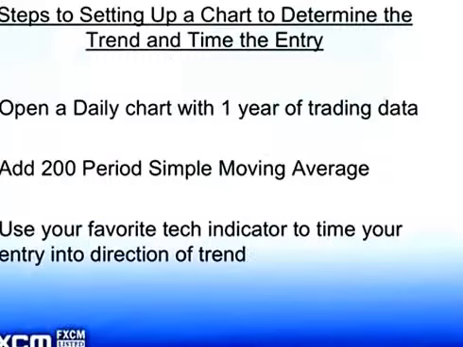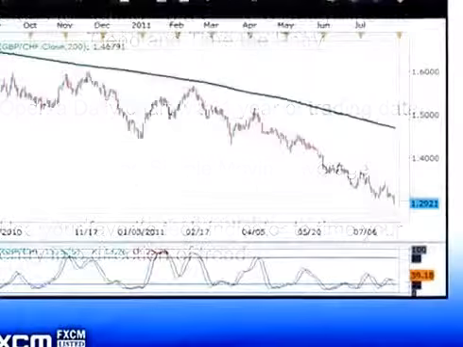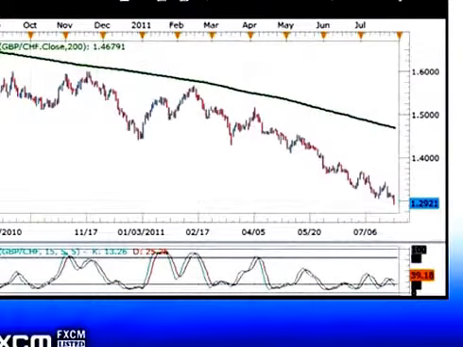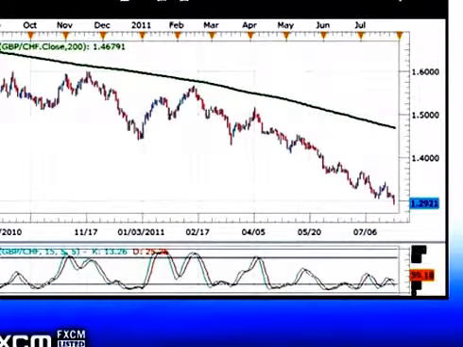And then we add a 200-period simple moving average to the chart. And then add on your favorite technical indicator for when we get to the time that we're going to time our entry into the direction of the trend on that daily chart. Okay, pound Swiss. Now, several things here. On this daily chart, number one, we can identify from across the room that it's moving down.